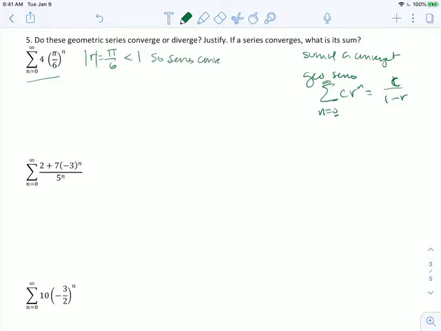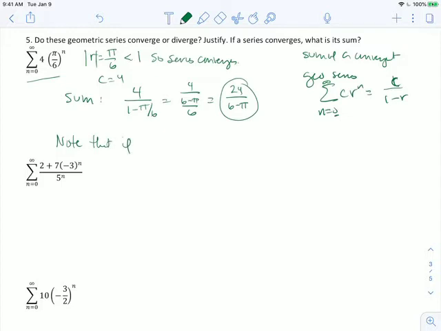So this is our justification. And then the sum, c here is 4. And so the sum is going to be 4 over 1 minus pi over 6. And if I want to make this a little nicer, I can write 1 minus pi over 6 as 6 minus pi over 6, in which case, when I convert this into a simple fraction, by multiplying by the reciprocal of the denominator, I get 24 over 6 minus pi. And that's our sum.